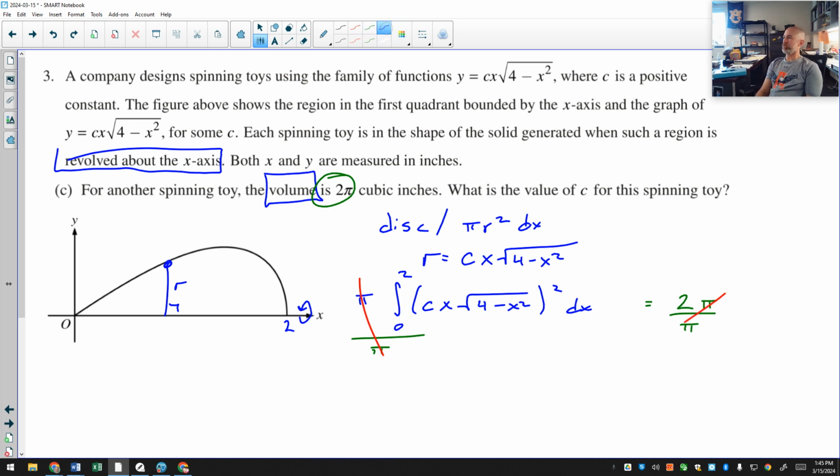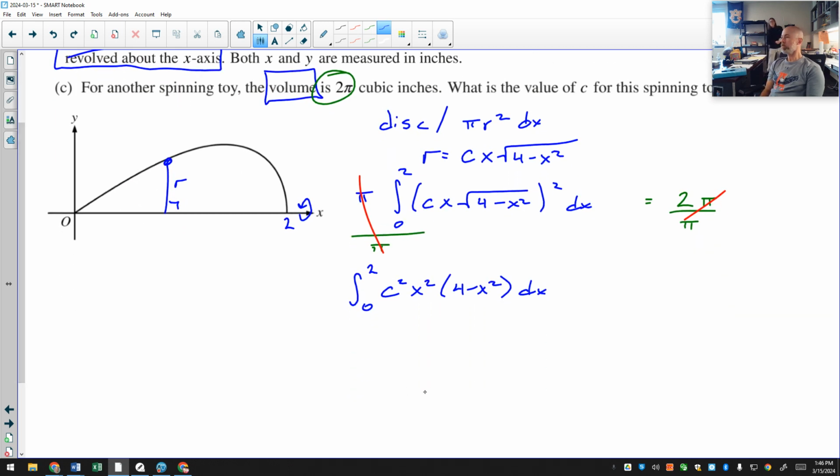Now, what about the antiderivative? Not u-sub. Expand it. Square it out, because it's a big product. If you're squaring a product, you can square each individual piece. So I'm going to do that. c squared, x squared, and the square root squared is just 4 minus x squared. That cleaned it up quite nicely.